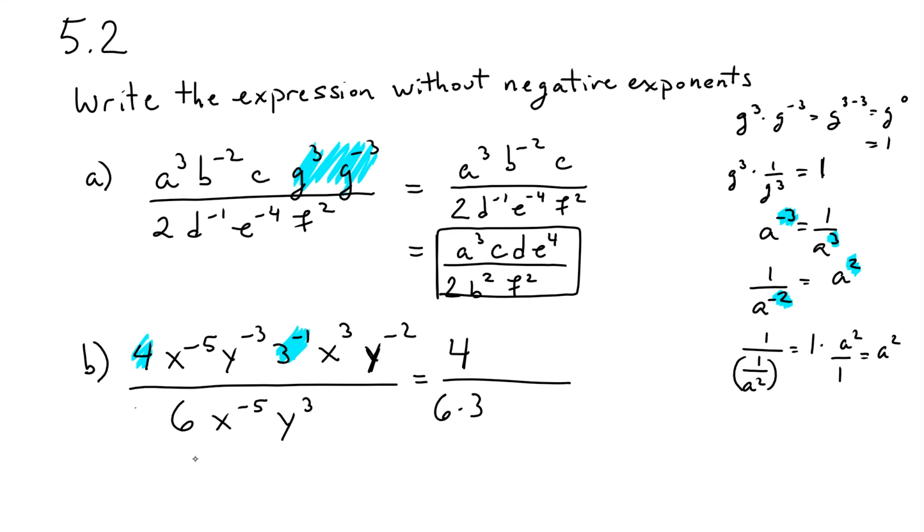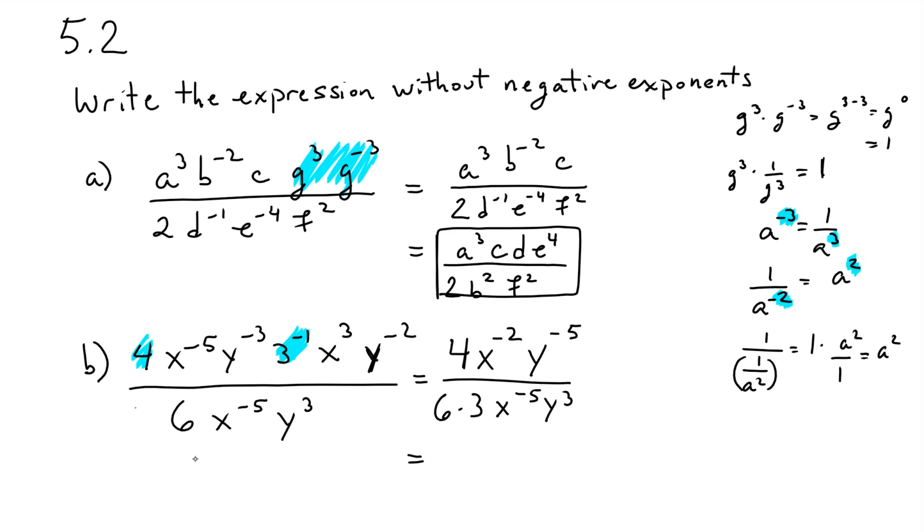If I look at the powers of x, I've got x to the minus 5 times x to the 3, so that's x to the minus 2. And y to the minus 3 times y to the minus 2, that's y to the minus 5. And below I've got this. Now, what is this?